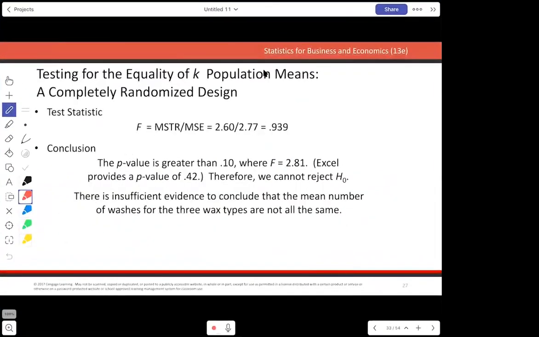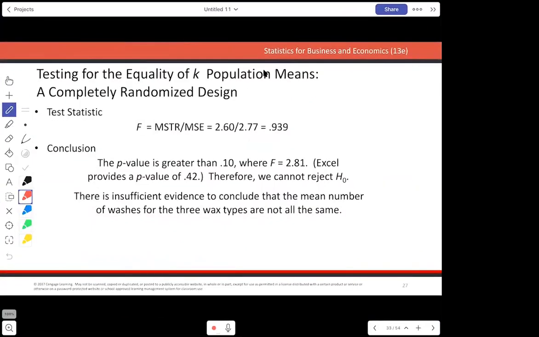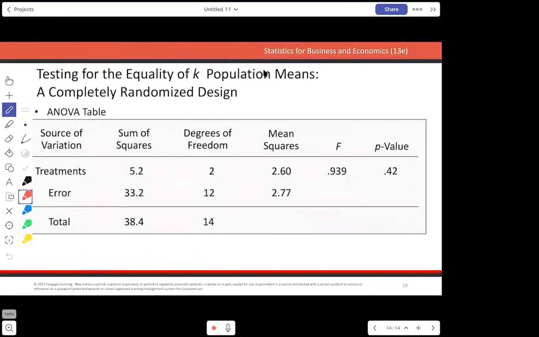Good. So we should try to summarize everything. We're seeing the calculations being done, but we should summarize everything right here using this ANOVA table. So, sources of variation. For the treatments, we found a sum of squares of 5.2. And for the error, it was 33.2. The degrees of freedom were 2 and 12. If we divide the 5.2 by 2, we get 2.6. We divide the 33.2 by 12, we get 2.77.